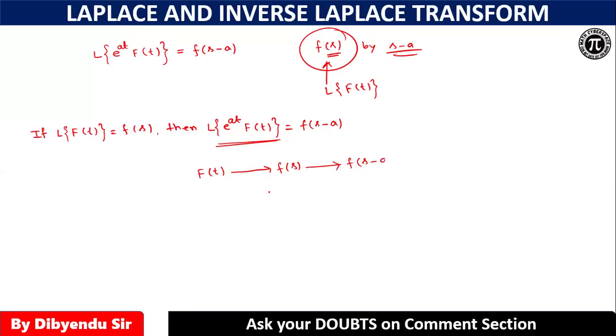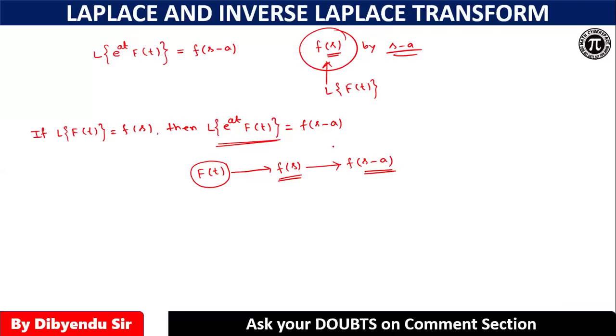This is the process. First you have to identify which one is f of t, then apply Laplace on f of t and you will get f of s, then replace s by s minus a and you will get the result. And what is a? A is nothing but the power in e to the power at, this number a.